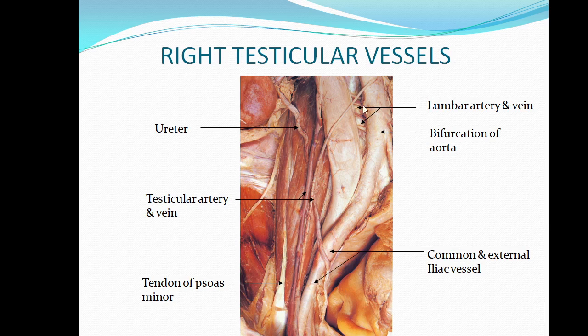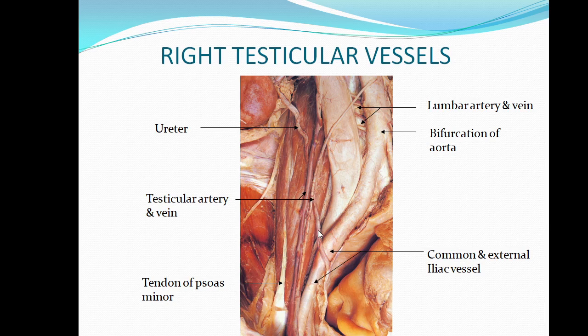Here you can see the testicular vessels in the abdomen. Here what you can see is the abdominal aorta, which divides into the common iliac arteries, and here this is giving the branch, that is the testicular artery. The abdominal aorta gives the branch that is the testicular artery, which supplies the testis.